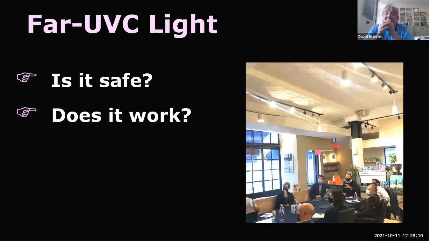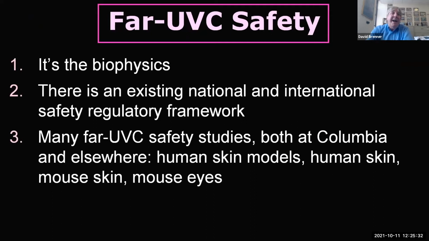So there are only two questions in the Far-UVC light world. Is it safe, and does it work? So I'm going to spend most of my time talking about that. So let's start with, is it safe? And the first argument for that is it's the biophysics that I just talked about. It's simply that the Far-UVC light can't penetrate to living cells in the skin and the eye.